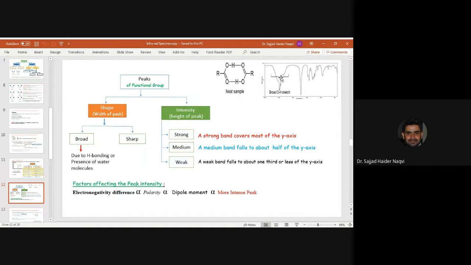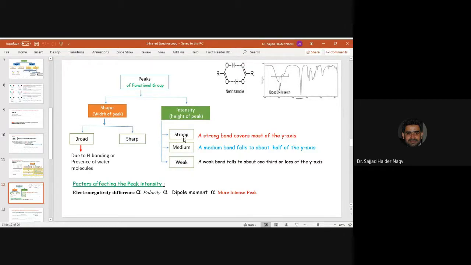The width is more here as compared to this one. So if it's broad, it might be due to hydrogen bonding or the presence of water molecules. It's one example. Now, in case you're talking about the intensity or the height of the peak, it can be divided into strong, medium, and weak.